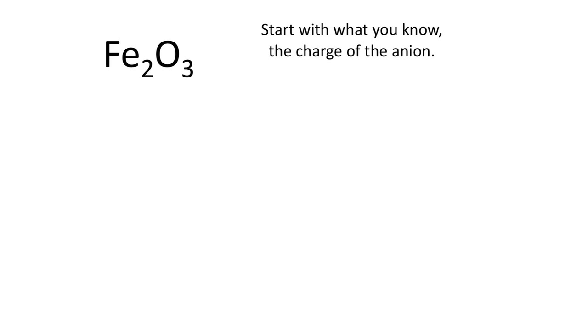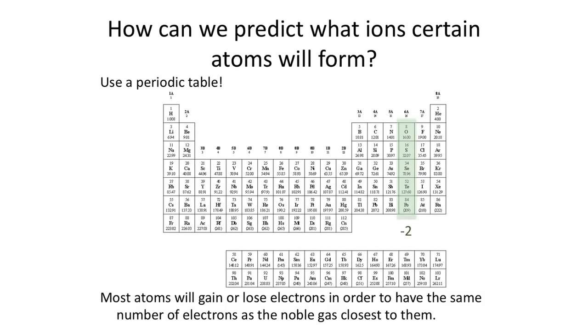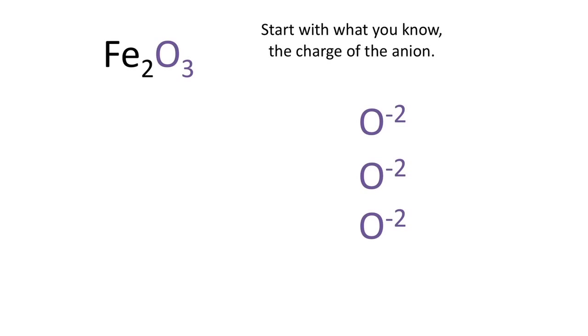Fe2O3. So you're going to start with what you know, and what we know is the charge of the anion. We know that oxygen likes to form ions with a charge of -2. Again, you're able to determine this using your periodic table and using the octet rule. Atoms in the 6th group on your periodic table tend to form ions with a charge of -2. Looking at the formula, we see that we have 3 oxygen ions. That means the total negative charge from the anions is -6.